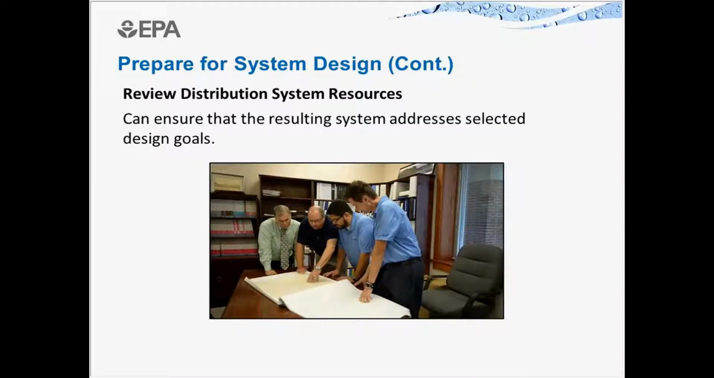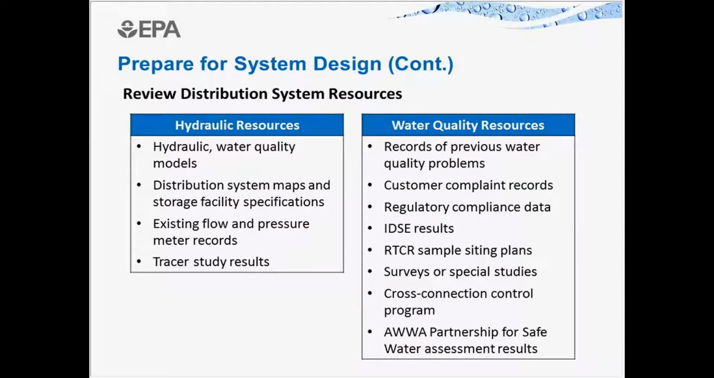And then the final preparation activity that can be helpful is to review distribution system information sources. A number of examples of types of information sources are shown on this screen, broken down according to hydraulic resources and water quality resources. And basically, you can use these resources to accomplish a number of tasks. A few examples include you can use the information to identify areas of a distribution system that typically experience water quality issues. And that you could use that information to be able to select appropriate monitoring locations and parameters that can be monitored to achieve selected design goals.